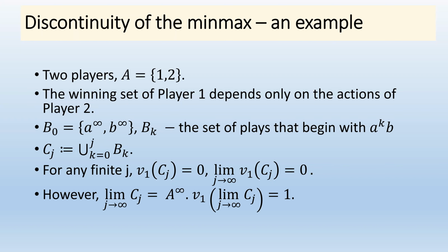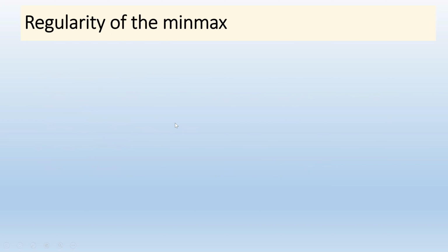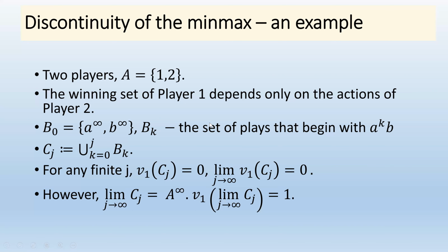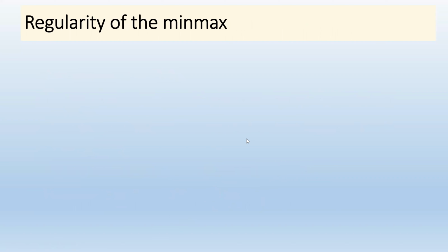On the other hand, if we look at the limit set of CJ when J goes to infinity, this is simply all the plays, because each and every play you can think about is either all A or all B, or begins with some number of A's followed by B. And therefore, the value of the limit is 1. So the limit of the values is not equal to the value of the limit. So it's not always well behaved.